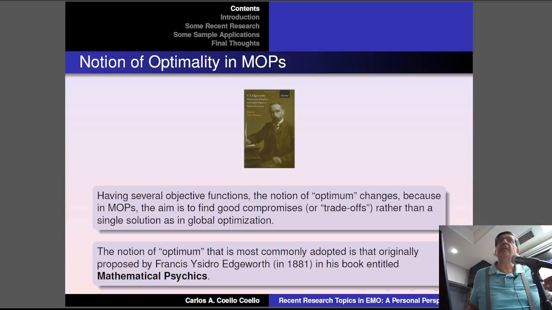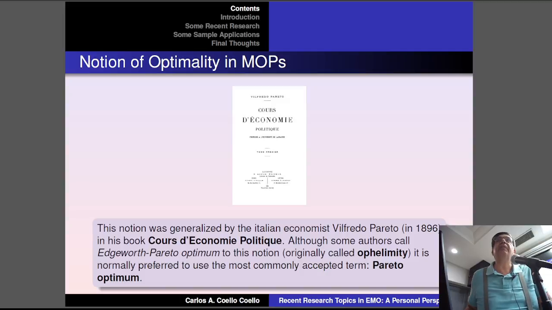His definition was provided only for two objectives, and in 1896, the Italian economist Vilfredo Pareto generalized this notion to any number of objectives. However, Pareto was not aware of the work done by Edgeworth 15 years before him. He published this definition in his book, Cours d'Economie, in 1896, and the word he used for his definition was ophelimity. Again, it refers to finding the best possible trade-off or the best possible compromise among the objectives. This notion is called the Edgeworth-Pareto optimal, or most people call it only Pareto optimal.